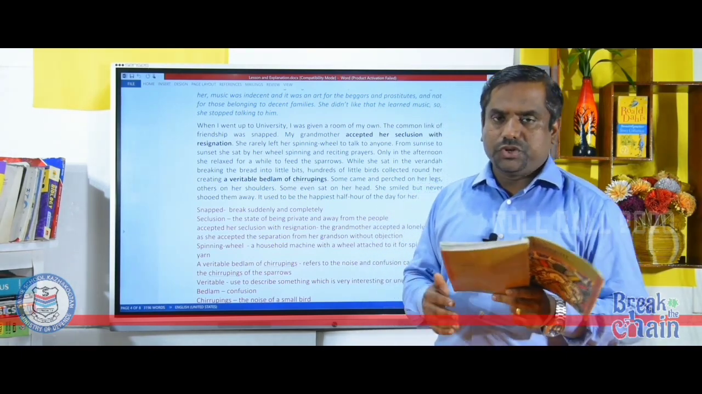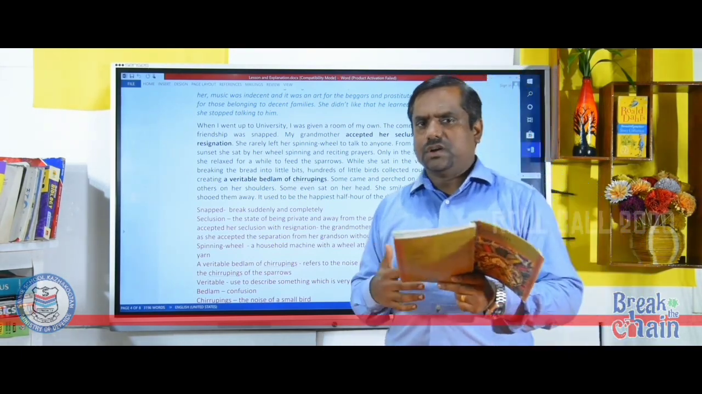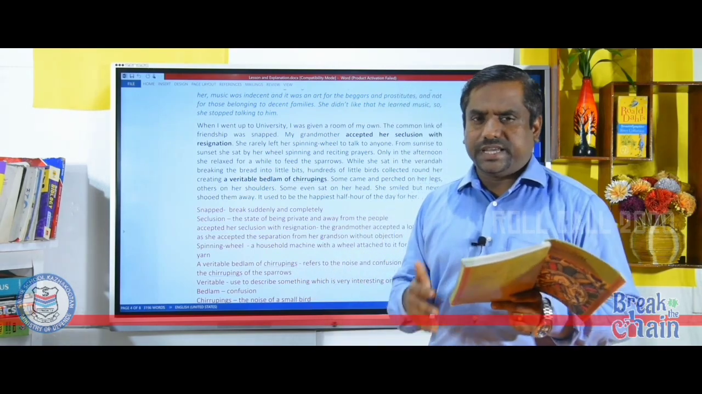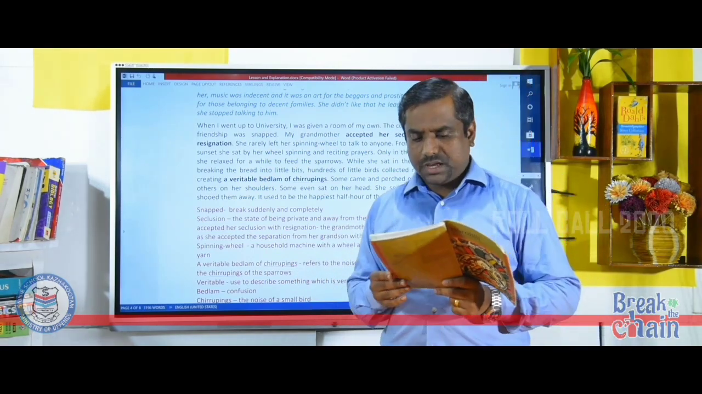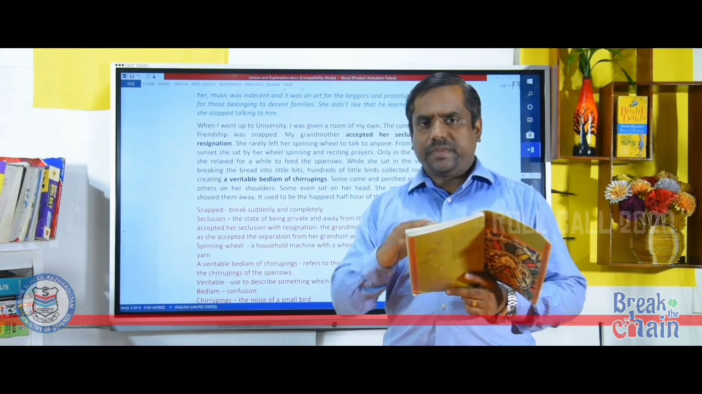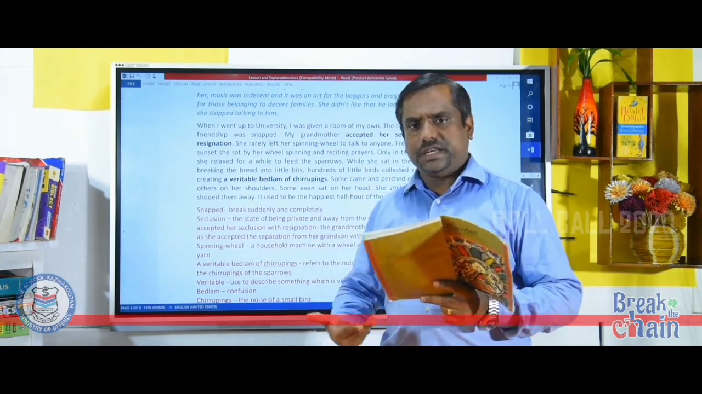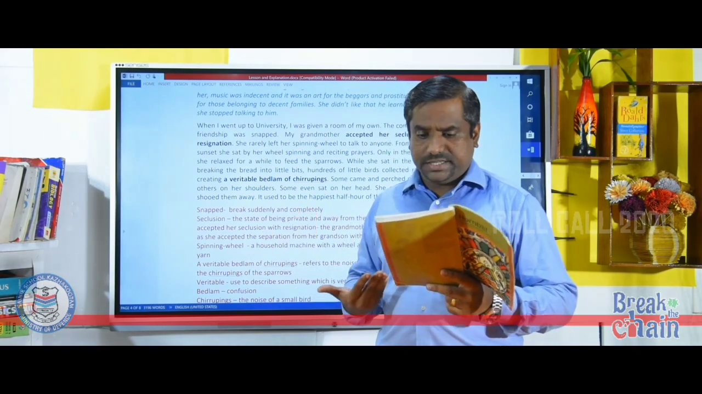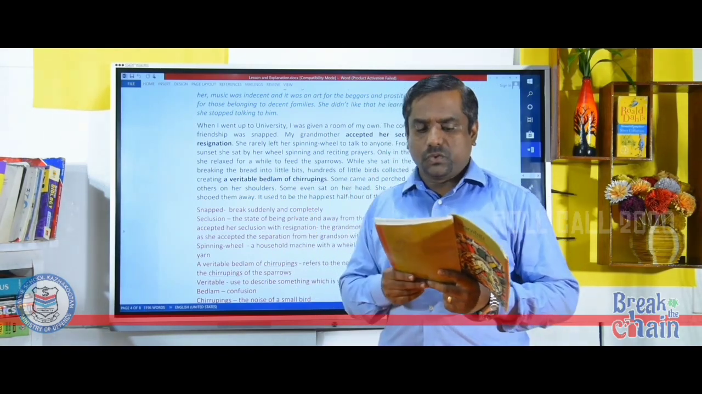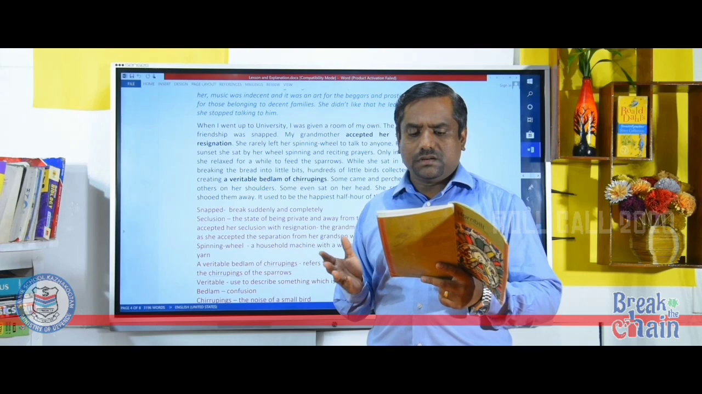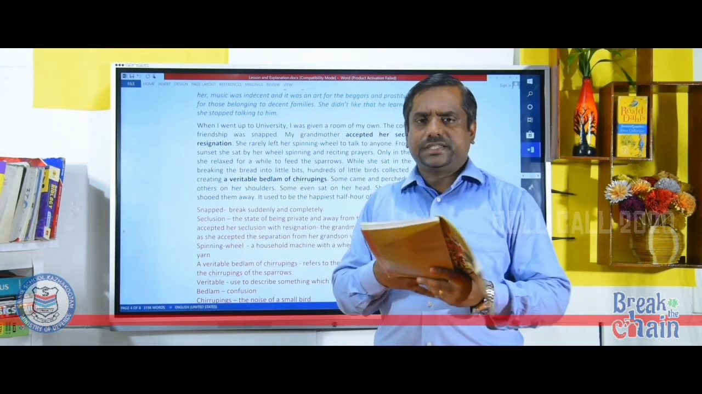Now here, as I told you, slowly and steadily life is changing, not just for Khushwant Singh, even for his grandmother as well. Here he is making a leap in his life. From village he came to city. Now from city he is going to university. He was given a room of his own. So that marks the connection getting lost here.